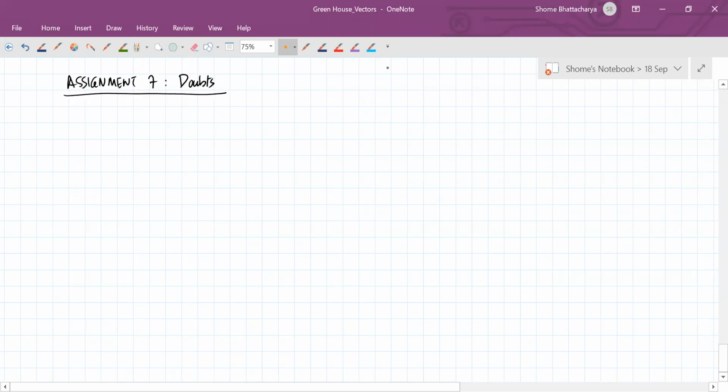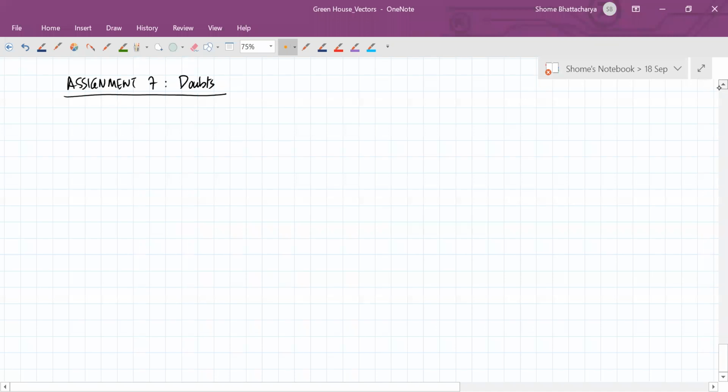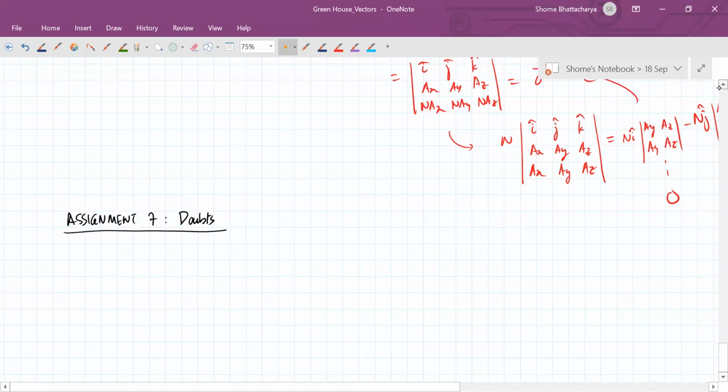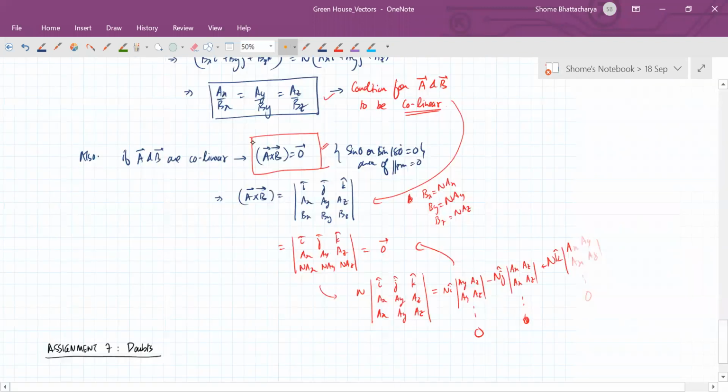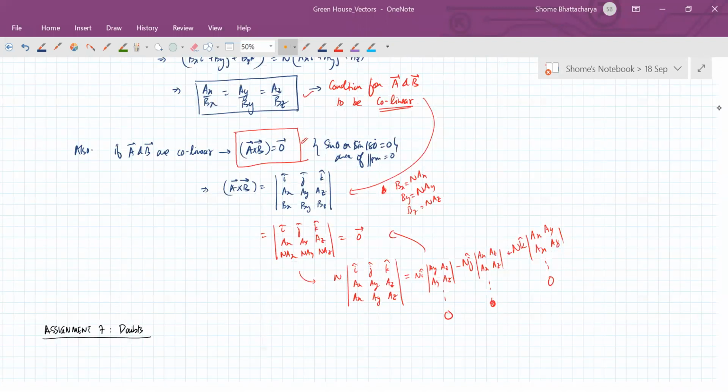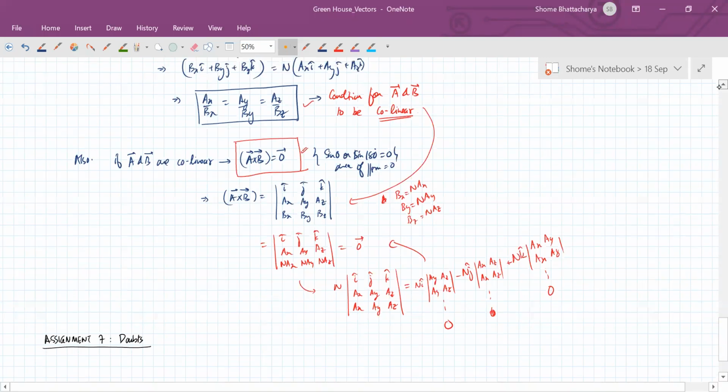Can you just tell me which questions you're having difficulty with in assignment 7? I'll give you time to write that down, don't worry. Meanwhile, as you're writing this down, others can just go through assignment 7 and tell me which questions you're having difficulty with.